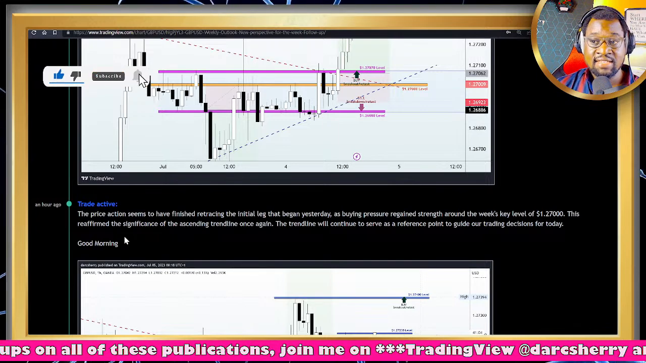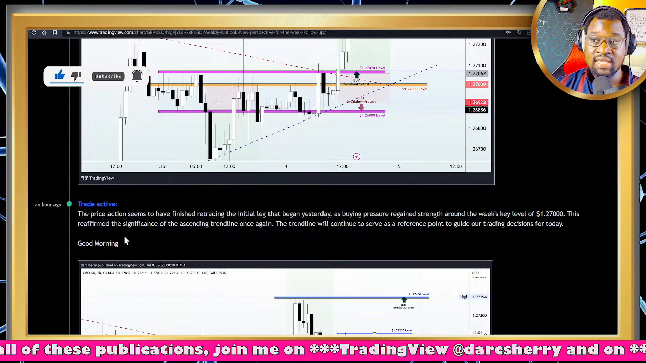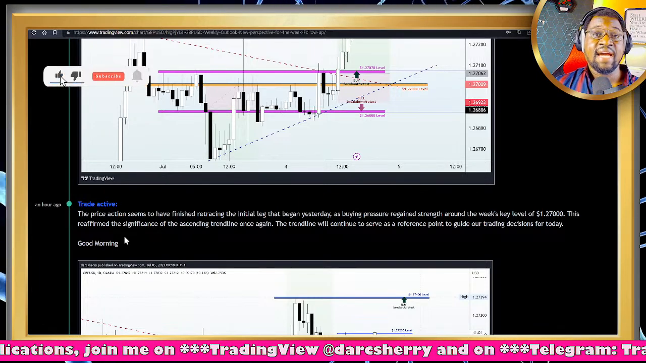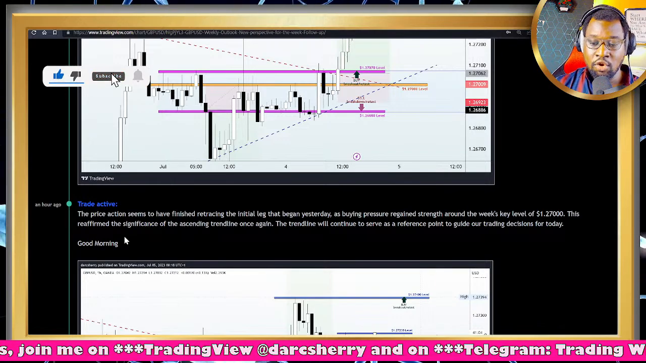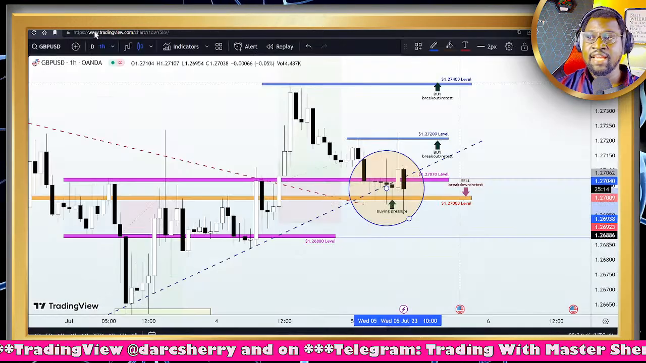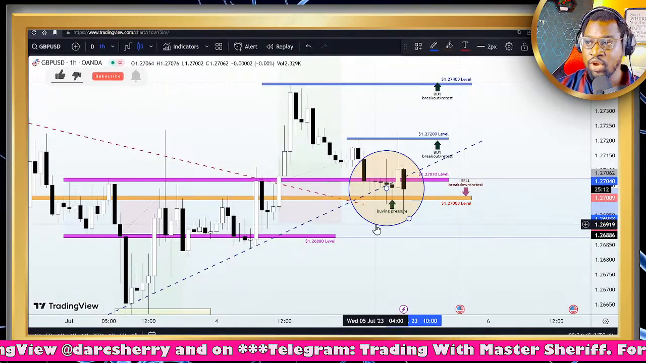This reaffirms the significance of the ascending trend line. Once again, the trend line will continue to serve as a reference point to guide our trading decisions for today and in fact for the later part of the week. So now let's go back into the live chart and see what is really going on here.